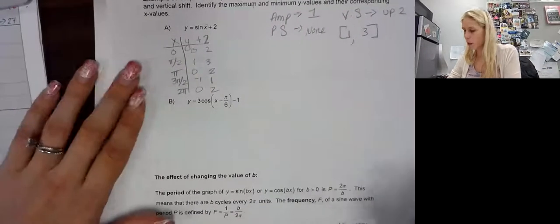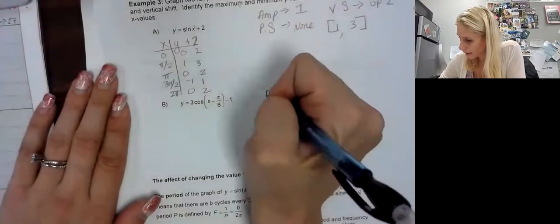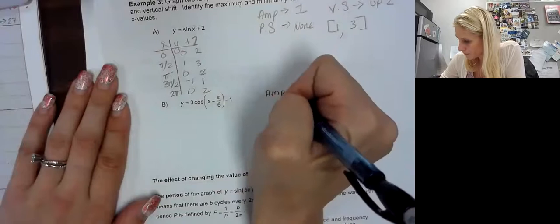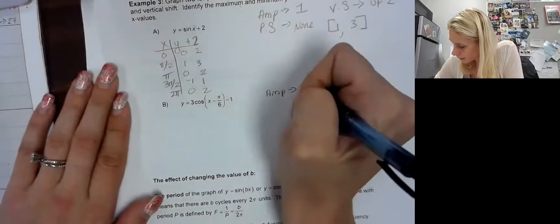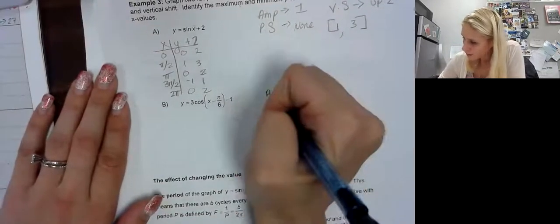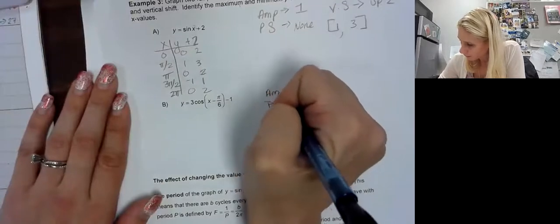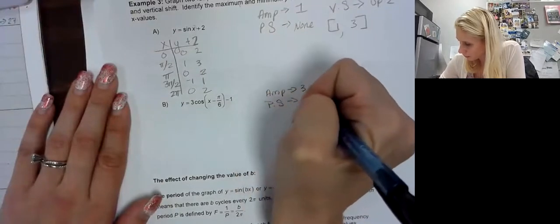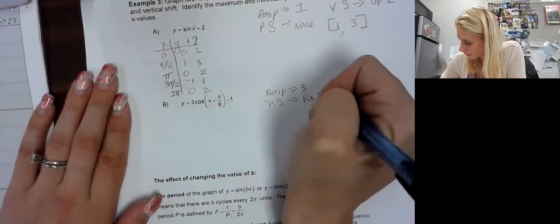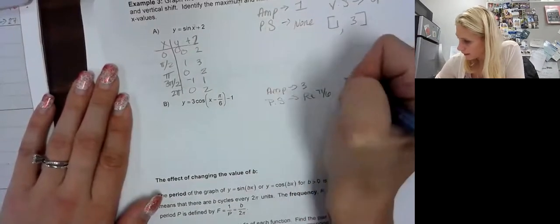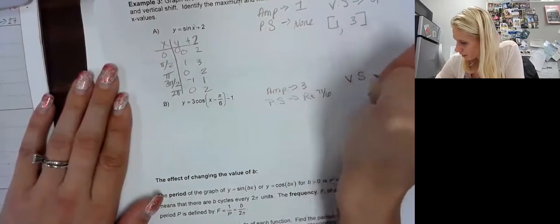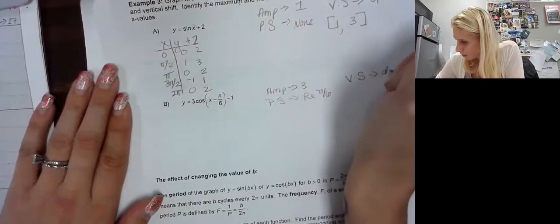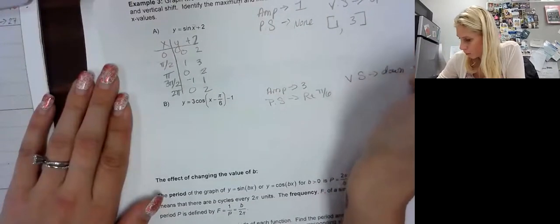All right, a lot more going on here, right? Amplitude is 3. Phase shift, remember opposite, so we're going to go right, pi over 6. And vertical shift, we're going to go down 1.